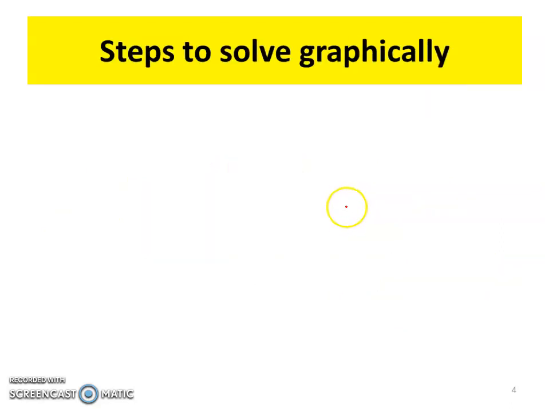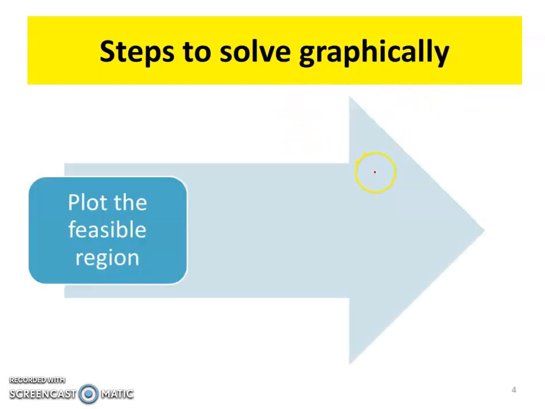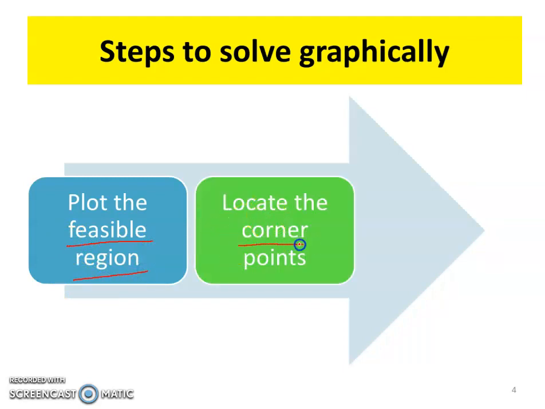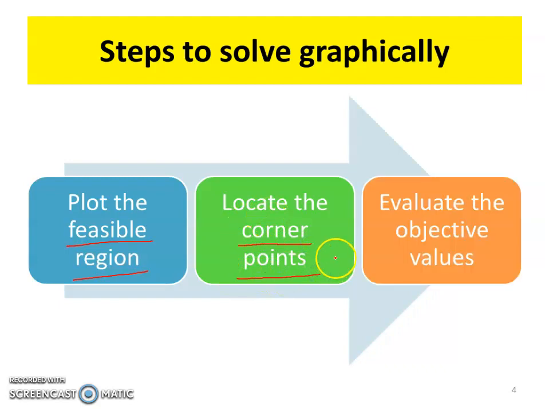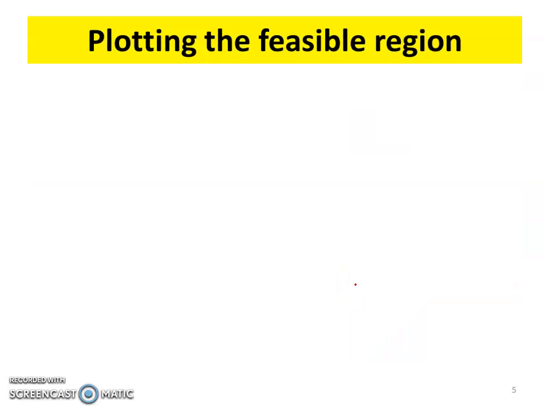So what are the steps to solve this linear programming problem graphically? The first thing is to plot the feasible region. Then we will locate the corner points in the feasible region, find the value of the objective function at the corner points, and compare those values to decide which is the point where we have the maximum value of the objective function, and which is the point where we have the minimum value. So first, let us try to plot the feasible region of the given linear programming problem.